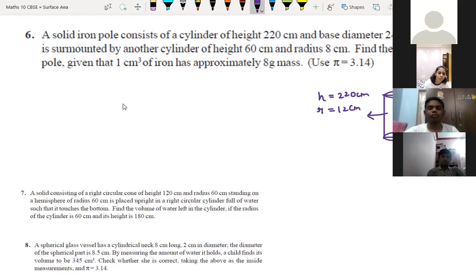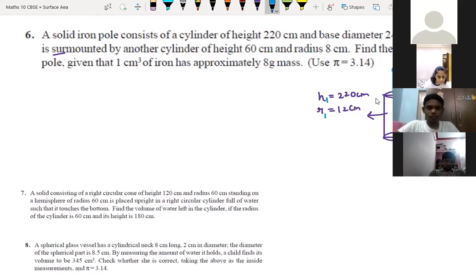After that, which is surmounted by another cylinder. Surmounted, sur means above it. Surmounted by another cylinder, whose height is 60 centimeter. Now you draw one more cylinder over here, which is 60 centimeter in height. See, this one is another cylinder, which is surmounted. So this you write here H1, R1. Here you write H2, R2. So H2 is 60 centimeter and R2 is 8 centimeter.